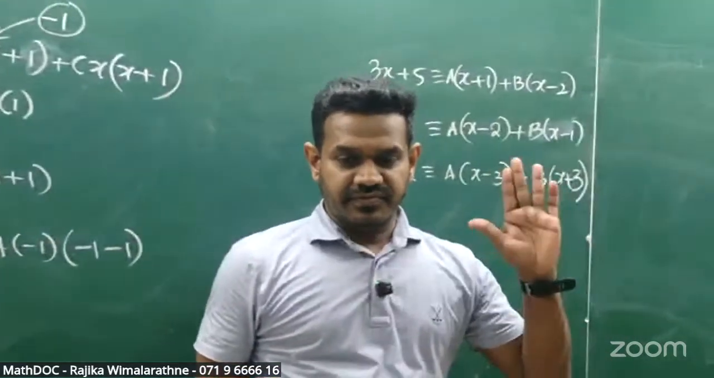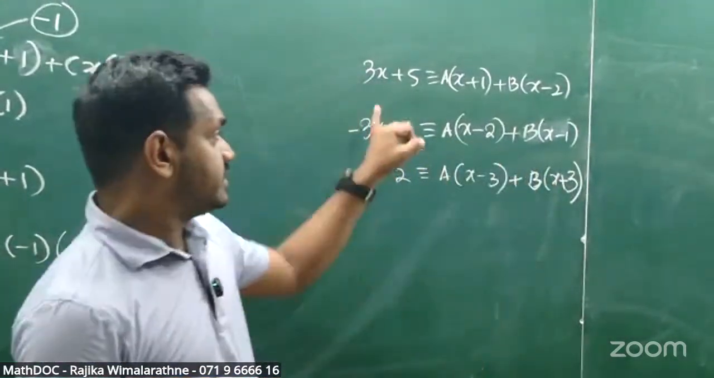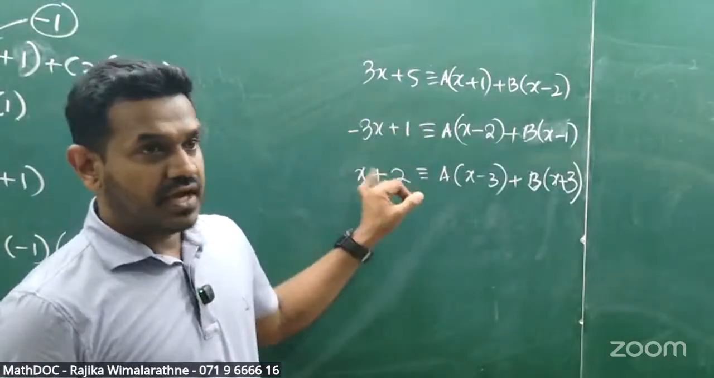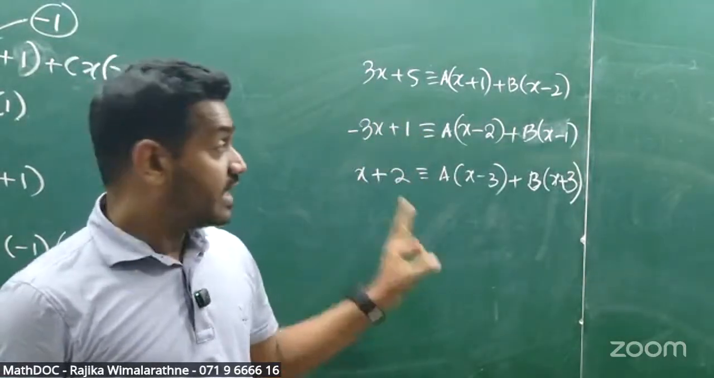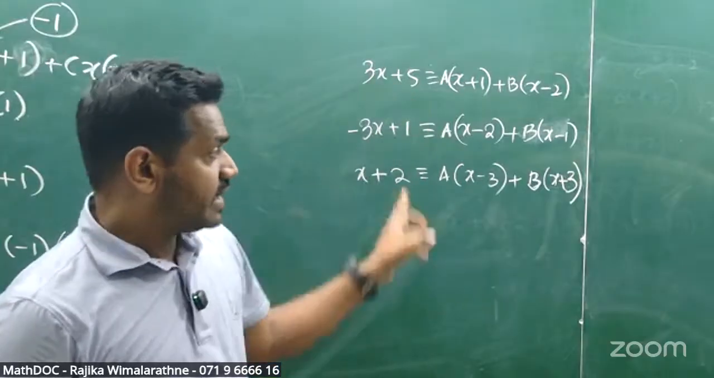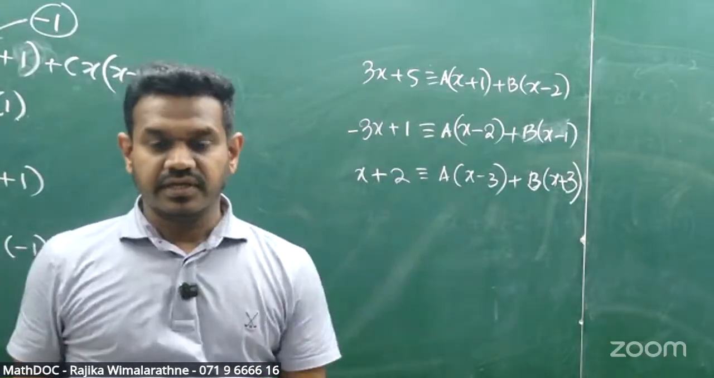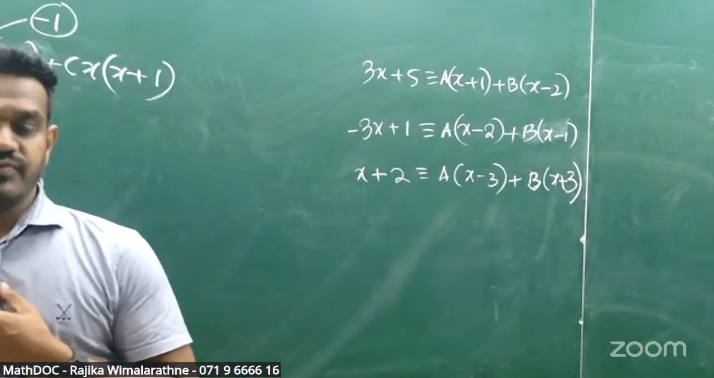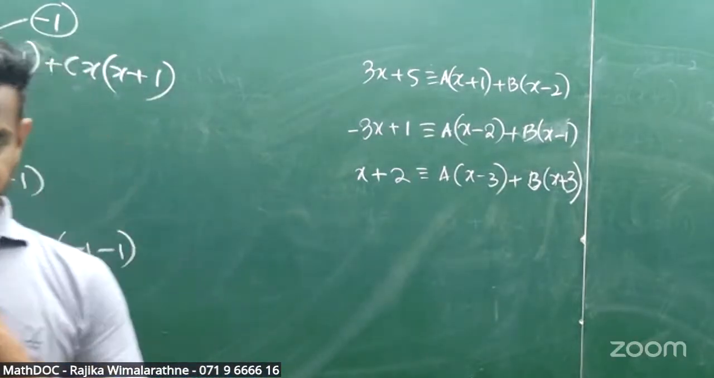Then I think time is enough. Then you try these questions. We have 3 questions here. I'll give you a little time. Find A and B. Do soon now. Take a little time. I'll give you 2 minutes.